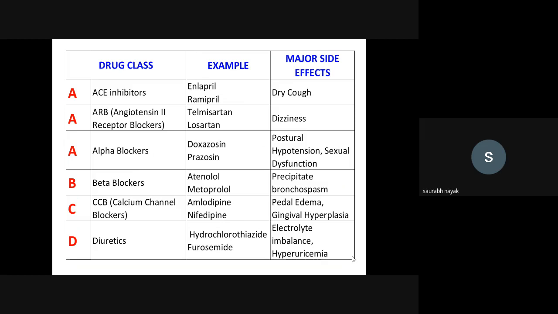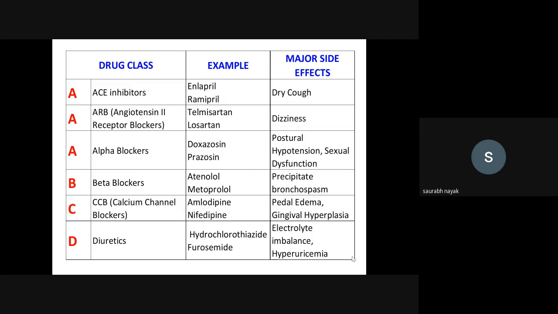Now we'll discuss the major side effects. Usually we get so many questions from the side effects of different antihypertensive drugs. We get so many MCQs from this segment. So please remember, for ACE inhibitors, the major side effect is dry cough. Why dry cough? Because ACE inhibitors inhibit bradykinin metabolism. So bradykinin level goes up, producing dry cough.